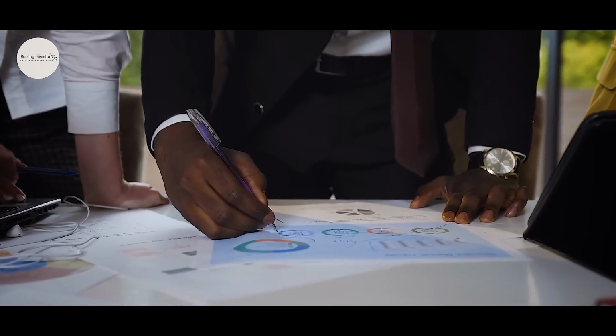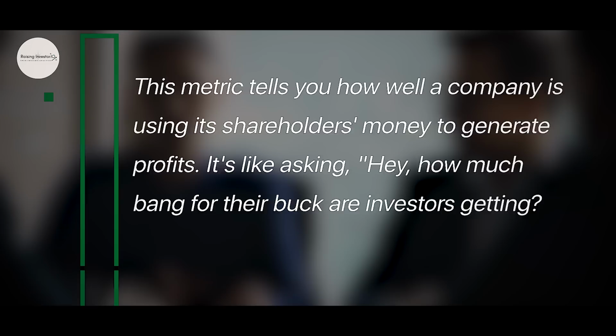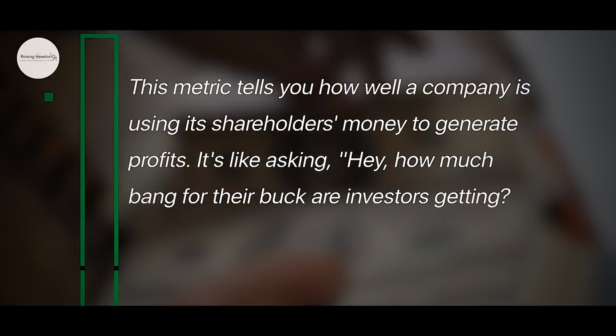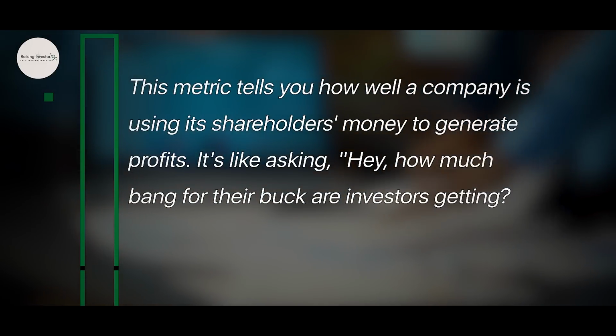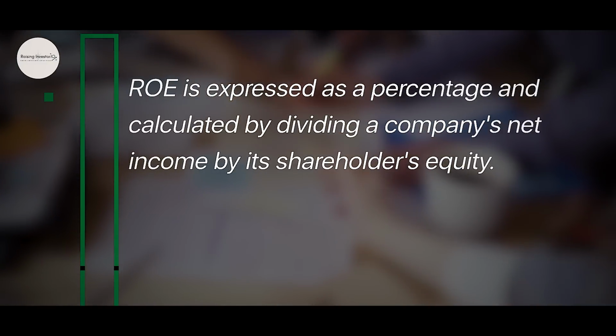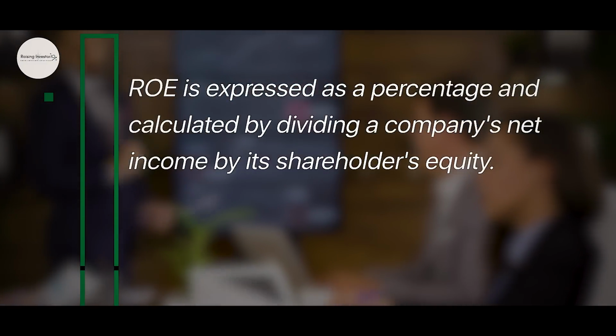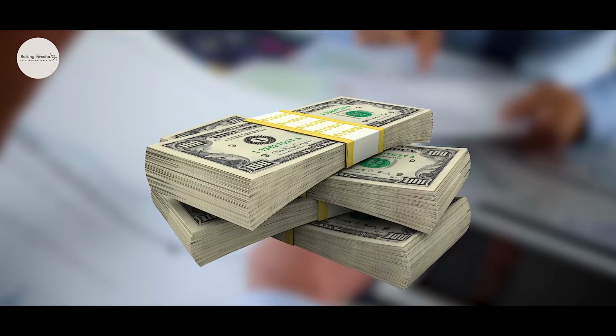Don't worry, this won't be a standard accounting lesson. What is ROE? This metric tells you how well a company is using its shareholders' money to generate profits. It's like asking, hey, how much bang for their buck are investors getting? ROE is expressed as a percentage and calculated by dividing a company's net income by its shareholders' equity. Basically, it shows you the return on the money invested by shareholders.